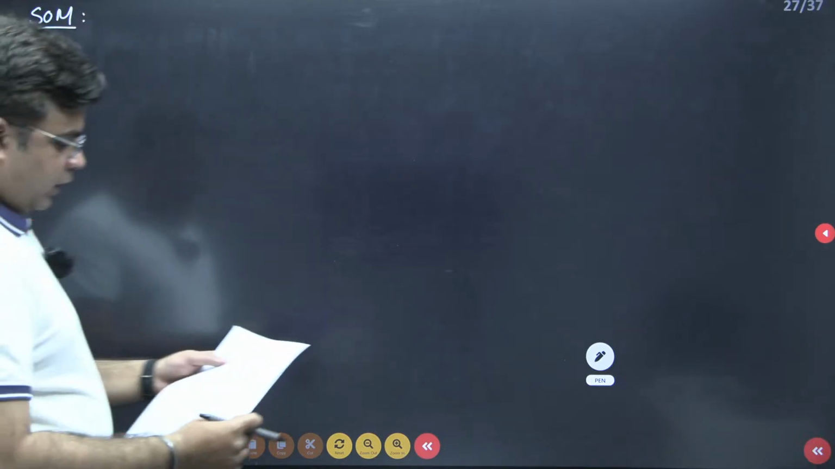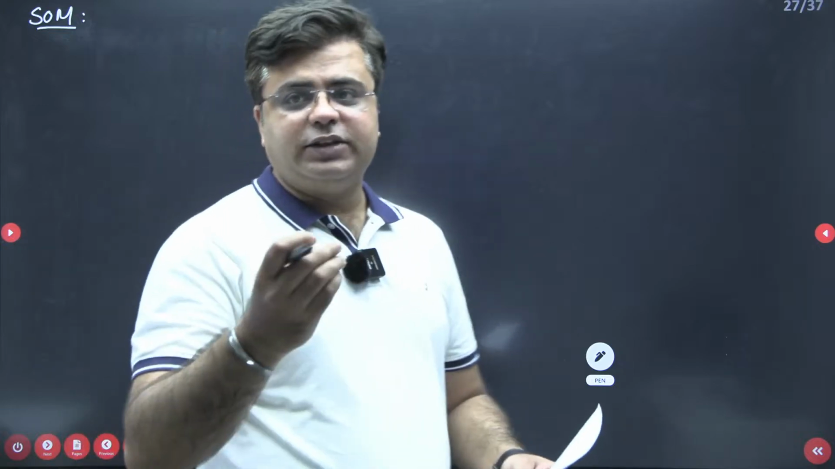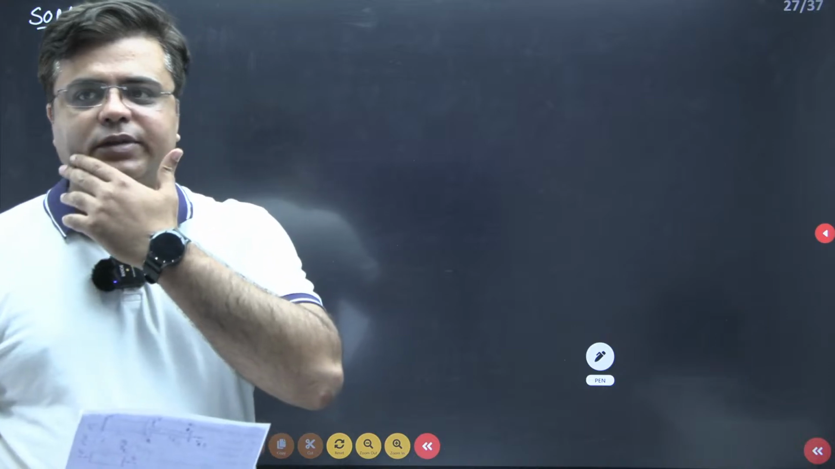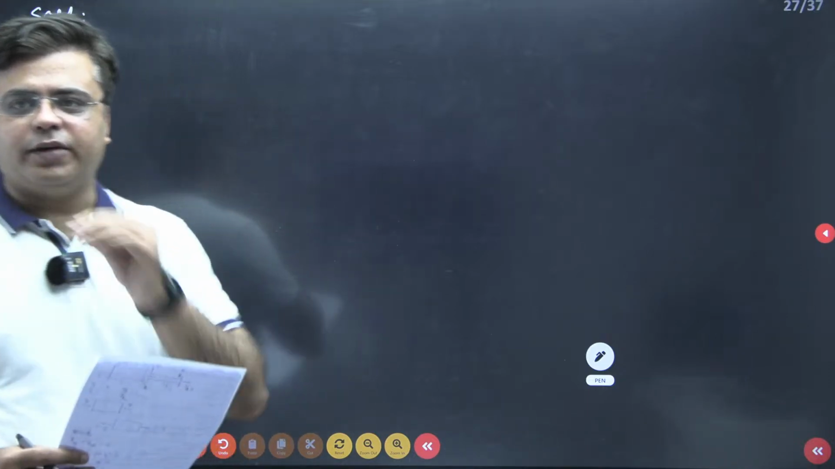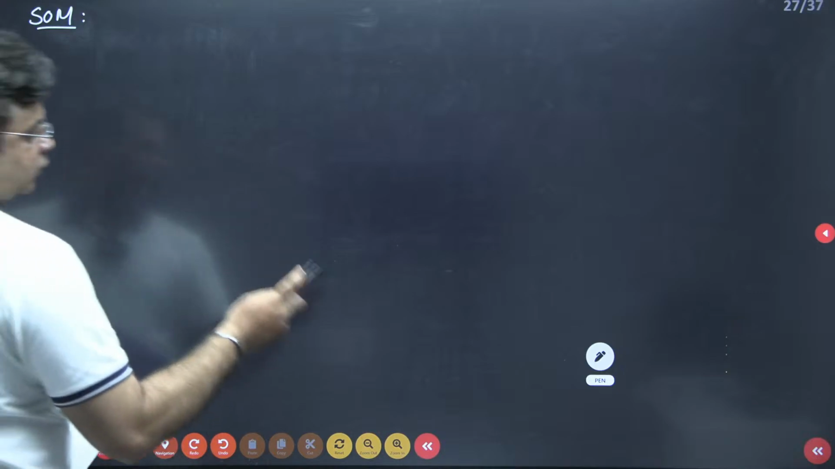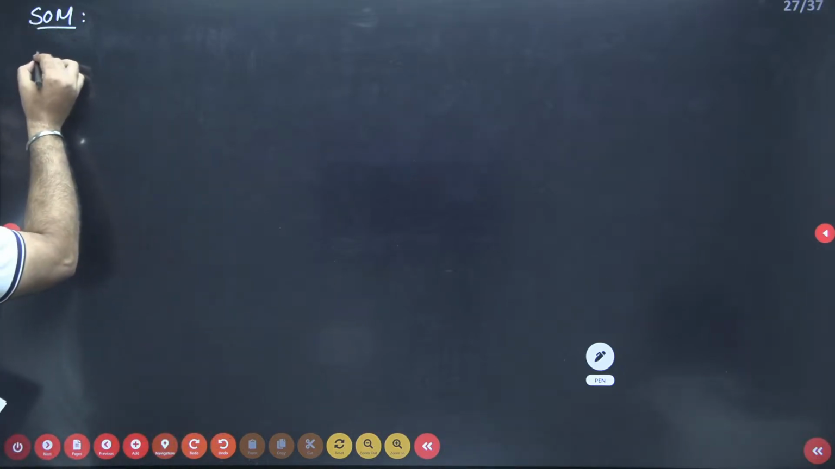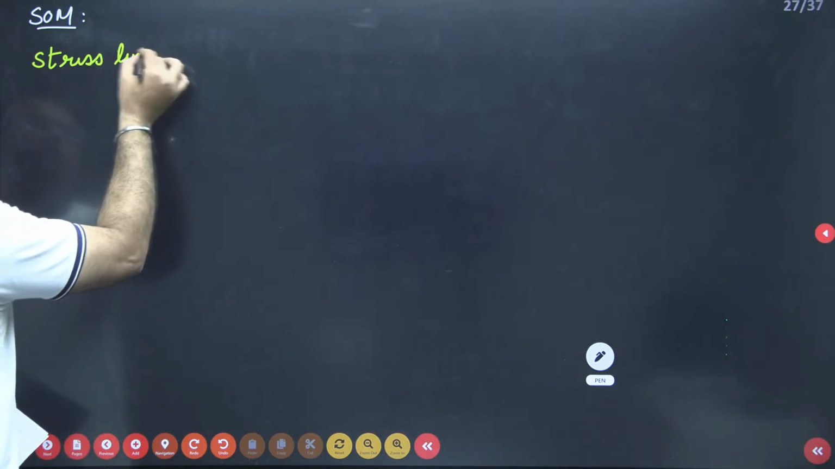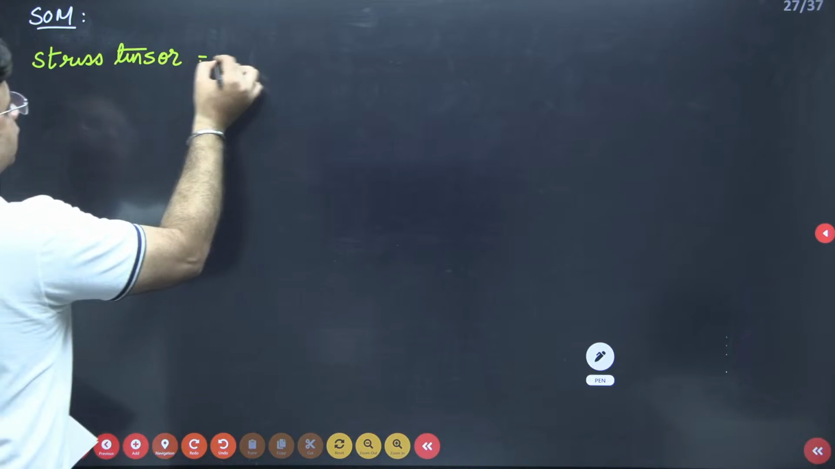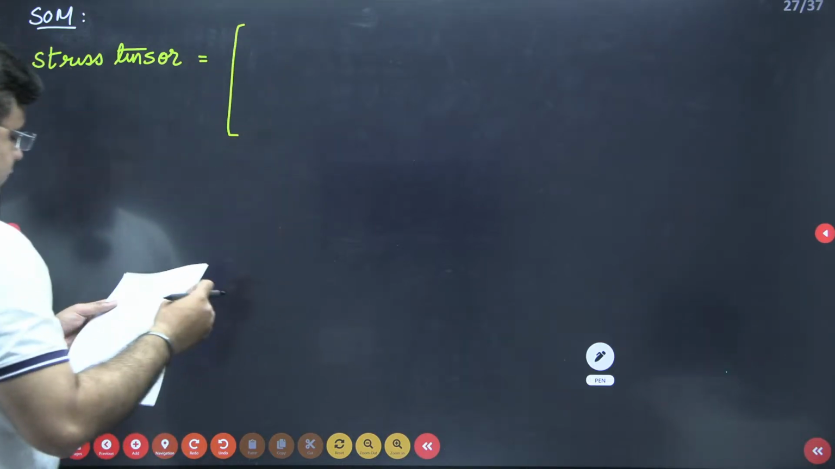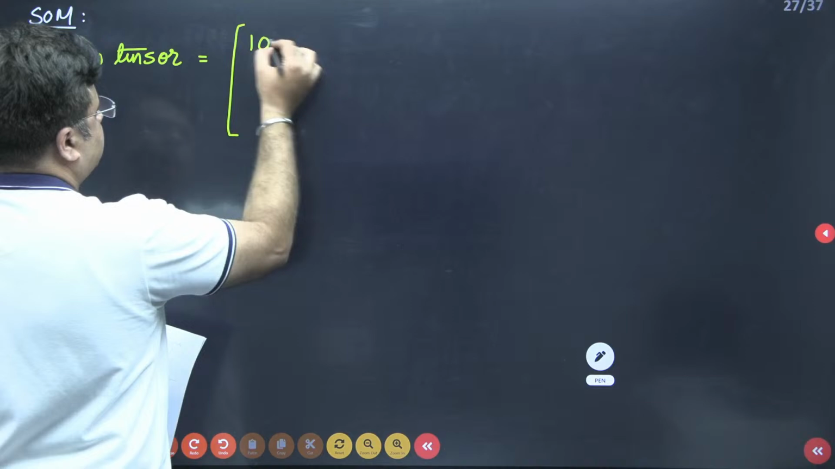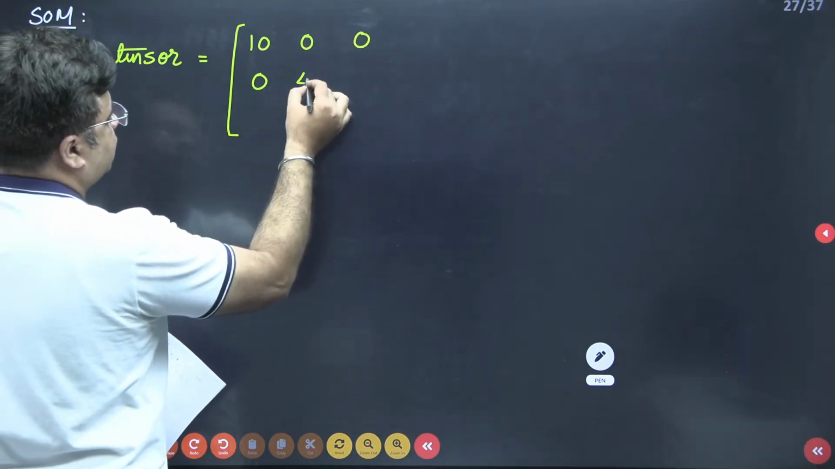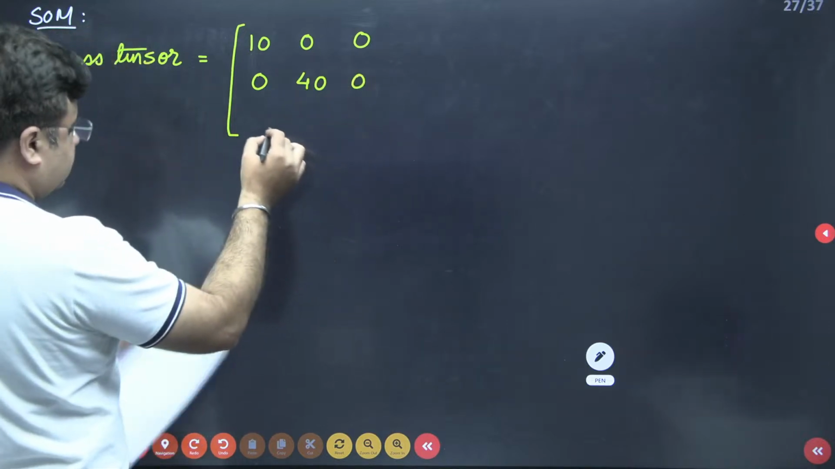You see here, a 3x3 matrix is given to you. Basically the stress tensor is given to you. Okay, so for this SOM question, the stress tensor is given like this. This is 10, 0 and 0. Then you have 0, 40 and 0. And then you have 0, 0 and 0.